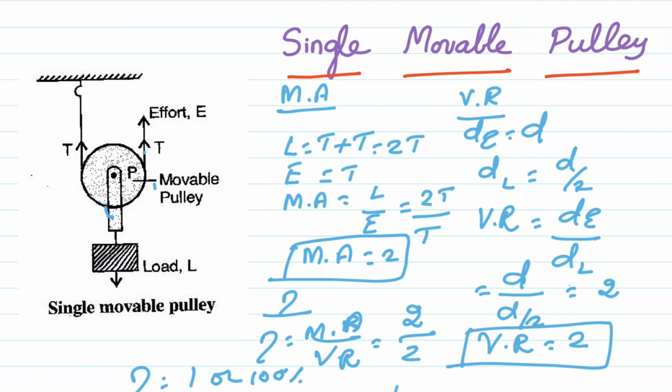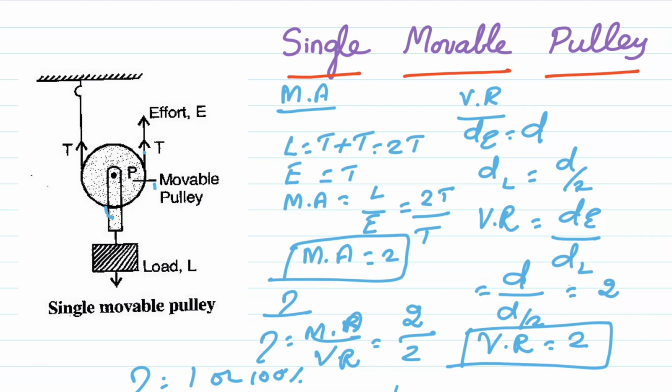Here the mechanical advantage is greater than 1, so by using this pulley we are obtaining gain in force. But there is a disadvantage of using this pulley. Though this single mobile pulley acts as the force multiplier, the main disadvantage is that the effort is applied in the upward direction, which is inconvenient.